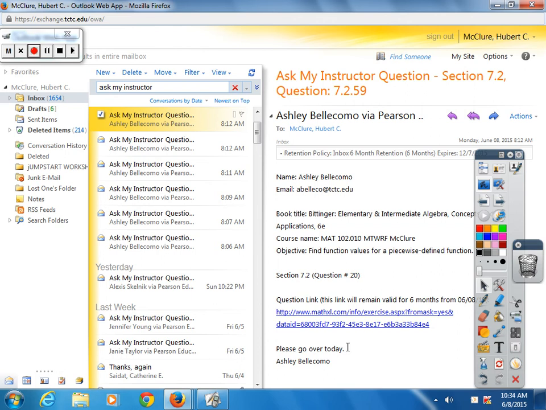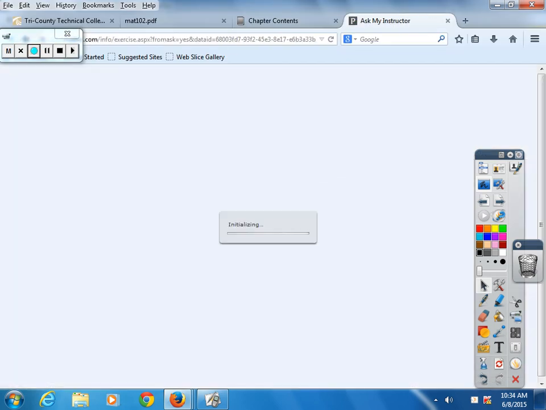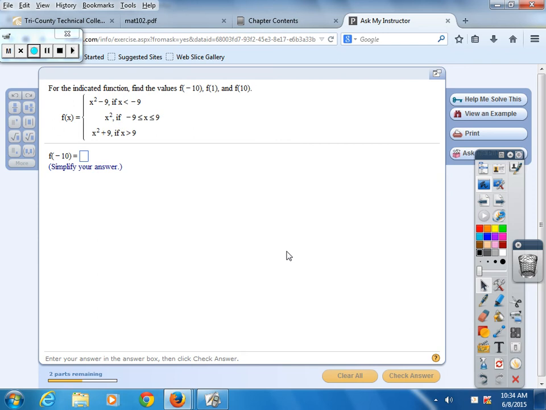7.2, 59 divided by 20, or 59/20, I'm sorry. So, 7.2, 59/20. Could be a test question because you have to use a little bit of graphing. I would graph a little bit if I was you. For the indicated function, find the values. But right now, I want to graph this function. So, x squared minus 9.